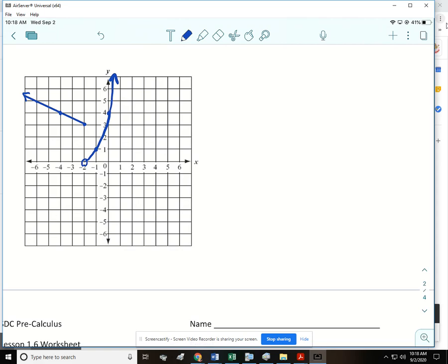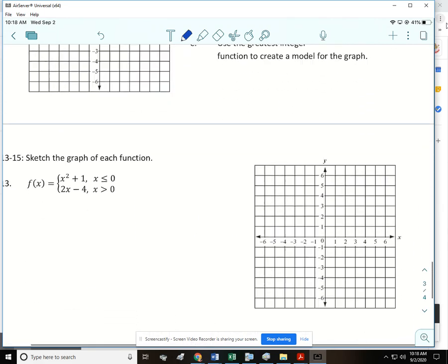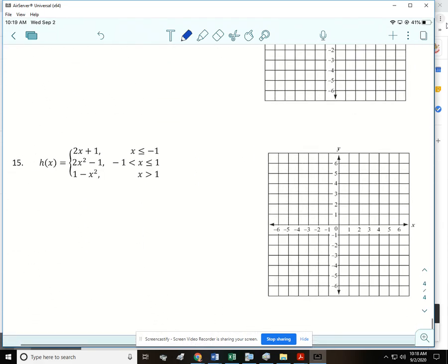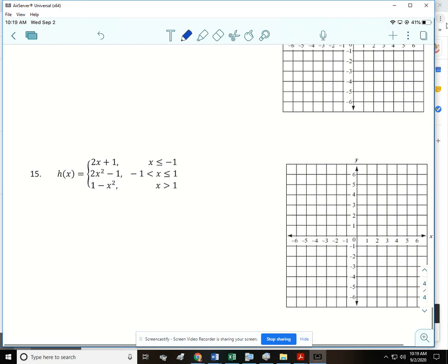All right, so I'm going to go to your worksheet real quick. Pause the video if you need to grab your worksheet. I want to talk about the table for number 15. Because this piecewise function has 3 pieces, you're going to have 3 tables.